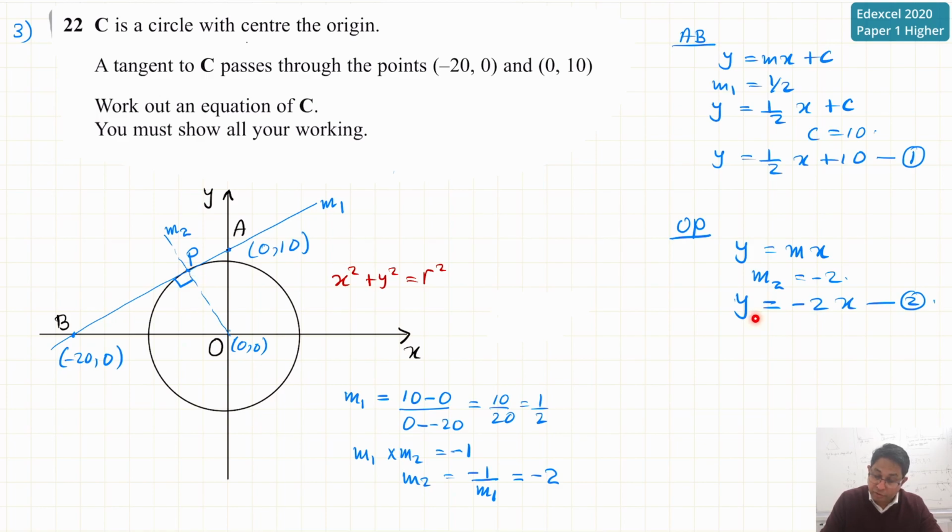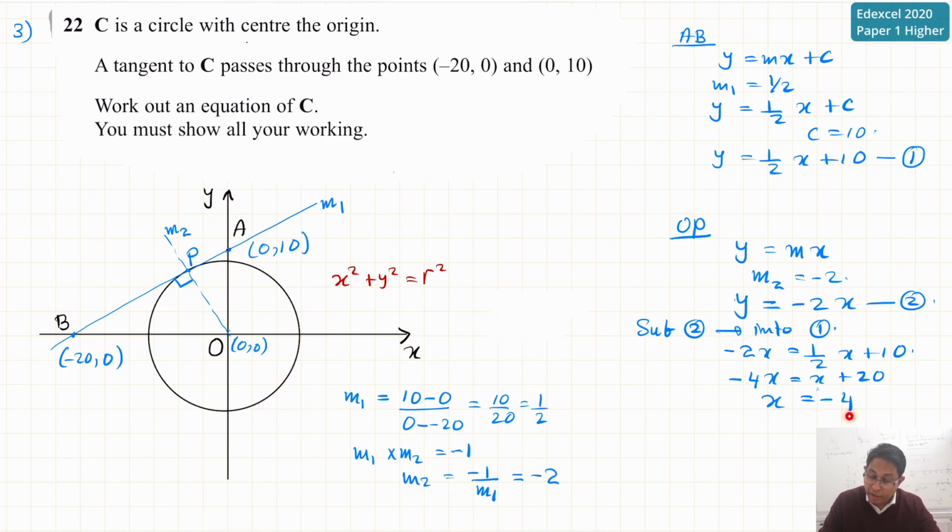To solve this, you can substitute y equal minus 2x into this equation. That would give you minus 2x equal to half x plus 10. You can times this equation by 2. That would give you minus 4x equal to x plus 20. When you solve this, now you can bring this plus x to this side. That gives us minus 5x. If you divide both sides by minus 5, you would get x equal to minus 4.